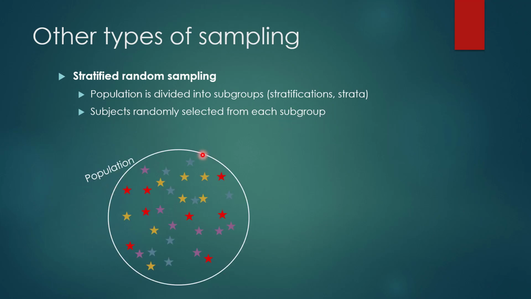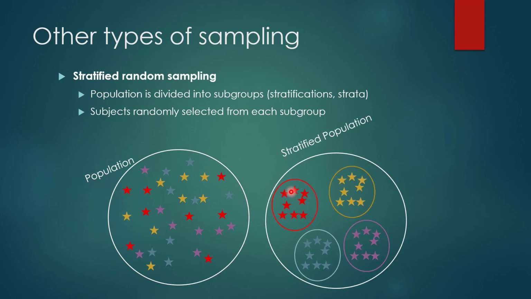So let's say this is my population, and I just did stars for simplicity here. You can see the stars are different colors. We have gold, we have blue, we have purple, we have red. And those different colors are meant to represent some sort of characteristic. Maybe it could be ethnicity or socioeconomic status or something like that. And I want to make sure that I have equal representation for each one of these strata.